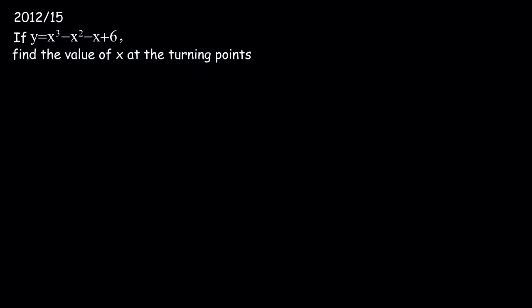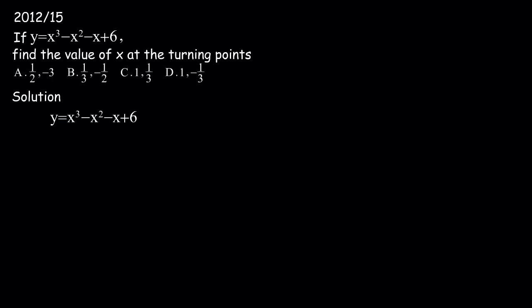We have another example that states that if y is equal to s cubed minus s squared minus s plus 6, find the value of s at the turning point. Now the first step is to write down our equation, y equals s cubed minus s squared minus s plus 6, and at turning point dy/ds is equal to 0. So differentiating our equation, dy/ds is equal to 3s squared minus 2s minus 1.